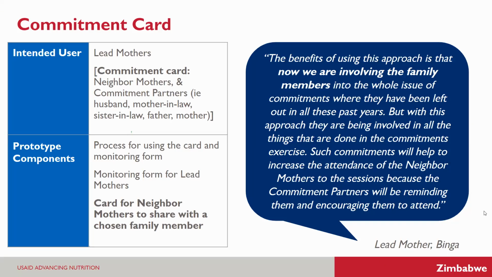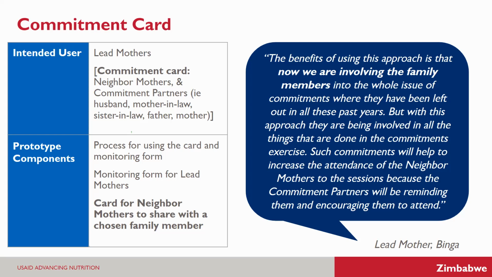Thank you, Riley. And so I'll talk about some of these solutions. I'll start with the commitment card. So feedback from the co-design and iteration of the prototype indicated the usefulness of engaging family members to support care group attendance and participation, as well as health and nutrition actions at the household level. Neighbor mothers felt good that they could choose who in the family they would ask for support. Their commitment partners, or the people they asked for support, took the responsibility seriously. Neighbor mothers and their family members also appreciated the commitment card and approach, noting that it's a useful reminder of the support that they needed from their family, as well as sharing information with the household.